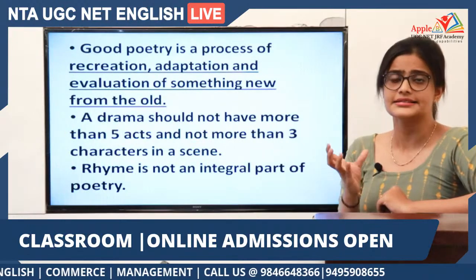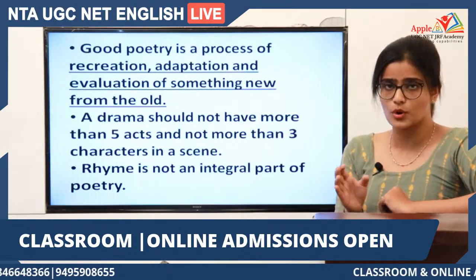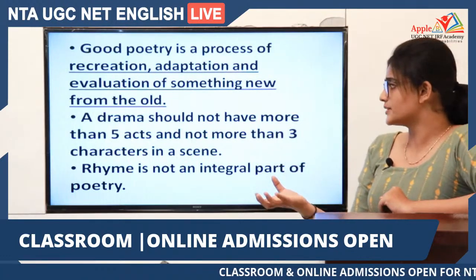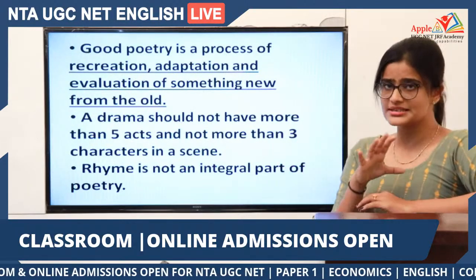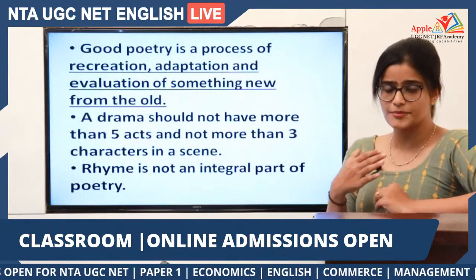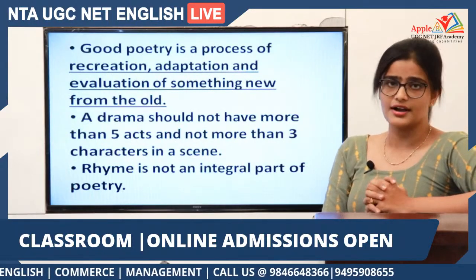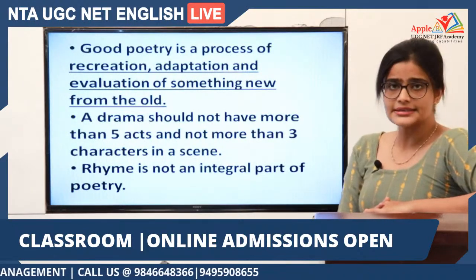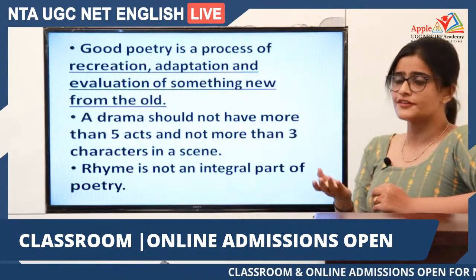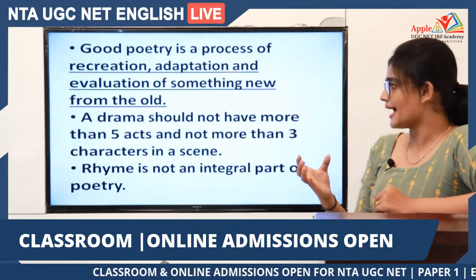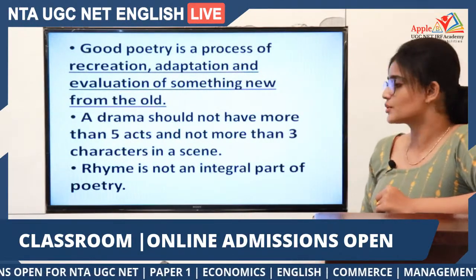And therefore, he never feels that rhyme is an integral part of poetry. These are some of the important concepts that he put forward in Ars Poetica: a drama should not have more than 5 acts and not more than 3 characters in a scene, and rhyme is not an integral part of poetry. As I said earlier, we have covered Ars Poetica and Horace in detail, so I'm not going deep into it. Good poetry is a process of recreation, adaptation, and evolution of something new from old. A drama should not have more than 5 acts. This is another important point to remember about Ars Poetica. And also, rhyme is not an integral part of poetry.